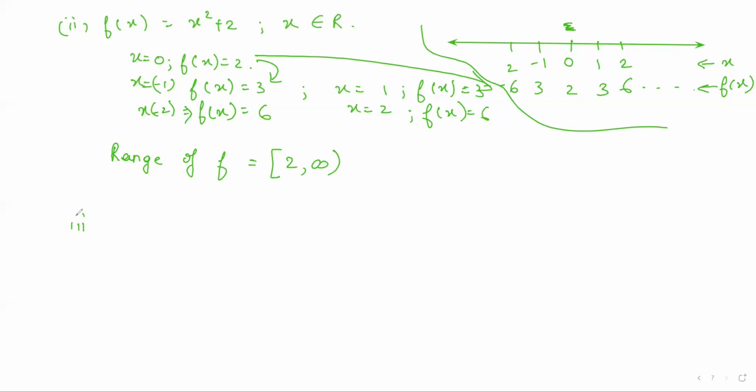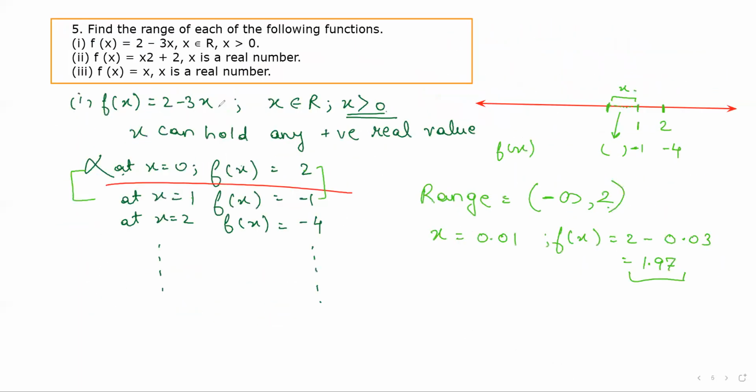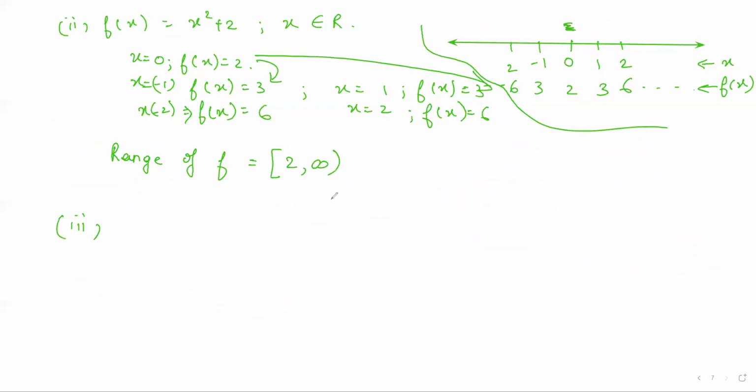Third, f of x is equal to x, where x is a real number. f of x is equal to x, x belongs to R. Now f of x is the same as x. So if x is real, then f of x will also be real. So the range of f will be equal to capital R, which is the set of real values. This concludes this exercise. Thank you.